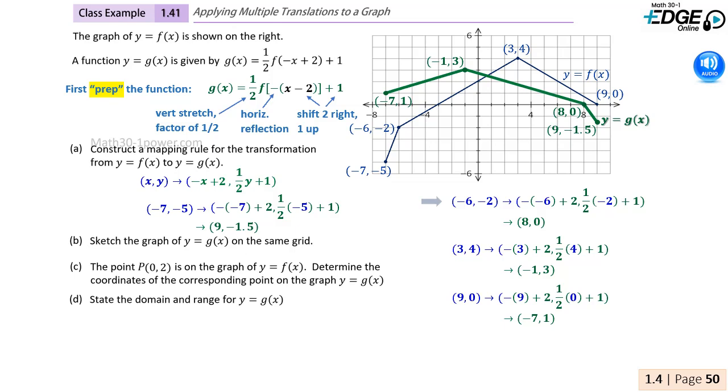Now that we have transformed all of our points, we can sketch the graph. Next, we're told that the point P, whose coordinates are 0 and 2, lies on the graph of f of x. In order to find its coordinates on the graph of g of x, we will use the exact same process, substituting into our mapping notation. Here we determine that the point 0 and 2 transforms to 2 and 2.